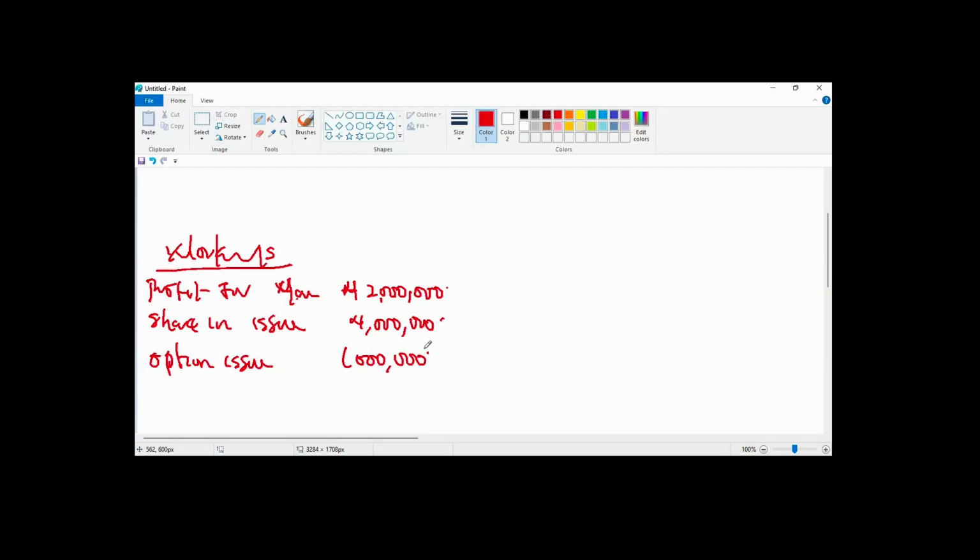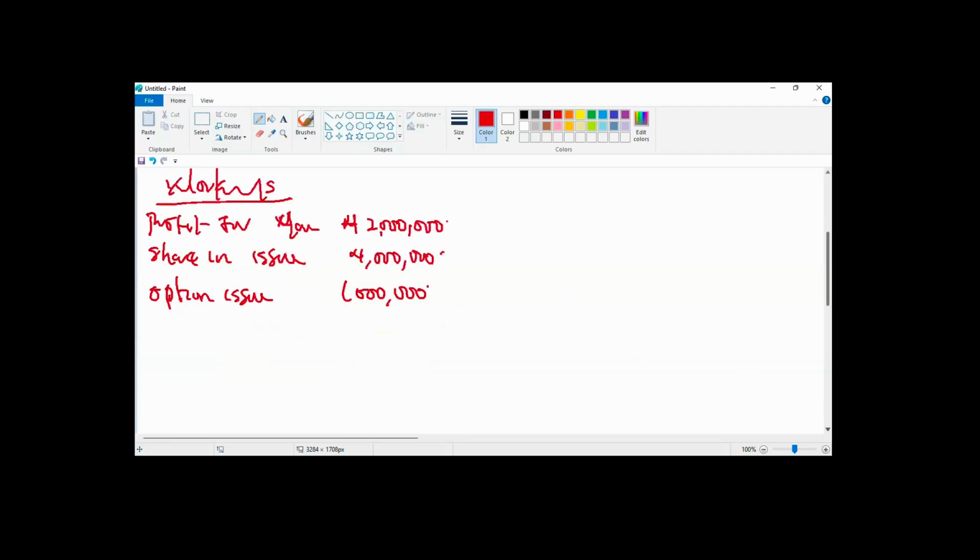So they've given me the option price, sometimes they say exercise price. Same thing. Option price is 3 naira. Then average market price is 5 naira. They will give you everything. So this is the information given to me. Out of this, which ones go for the basic?